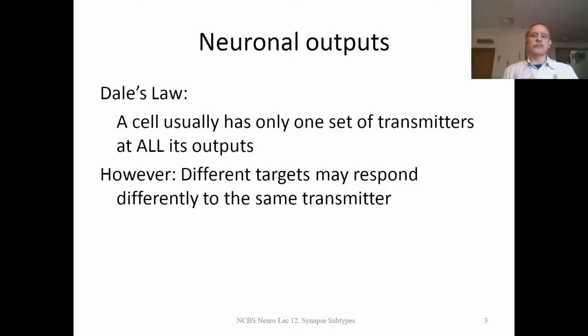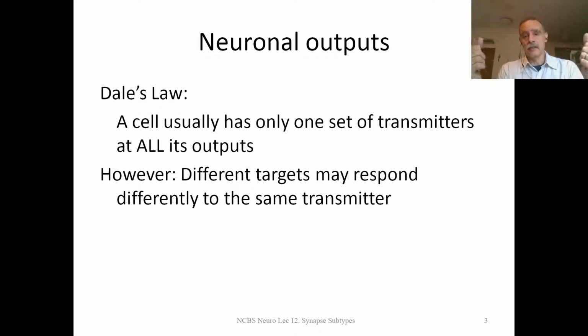Here's a general point that's useful to keep in mind. It's a rule of thumb. It's not strictly true all the time, but it's a pretty good approximation. It's called Dale's law. And what Dale said was that a cell usually has only one set of transmitters at all of its outputs. However, this doesn't mean that the cell is going to be excitatory wherever it is, because the identity, the nature, the sign of the signal is determined not by the neurotransmitter, but by the receptor that picks up the neurotransmitter and then instructs the cell what to do with it.